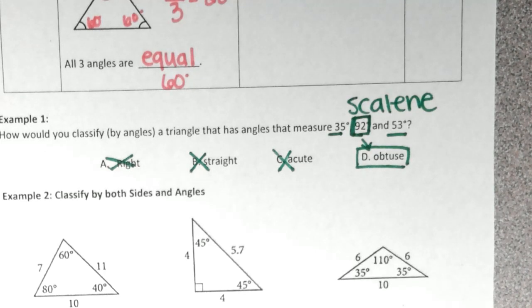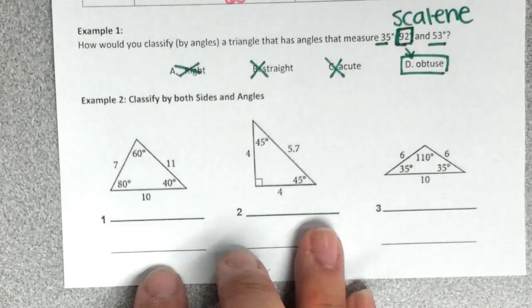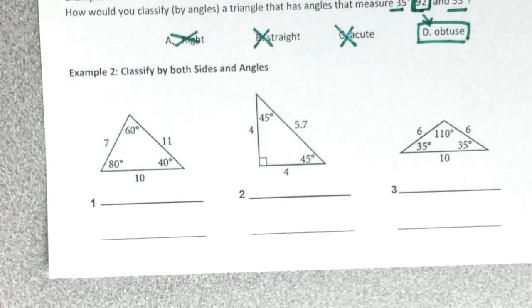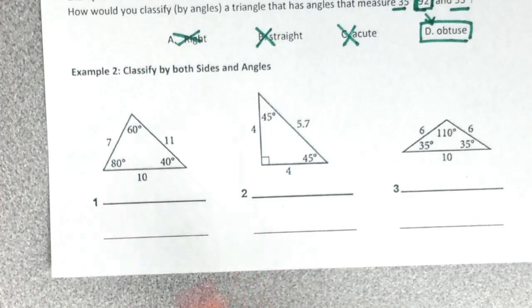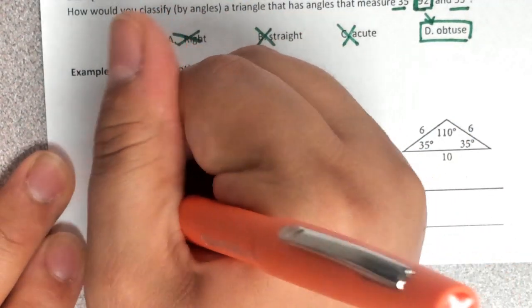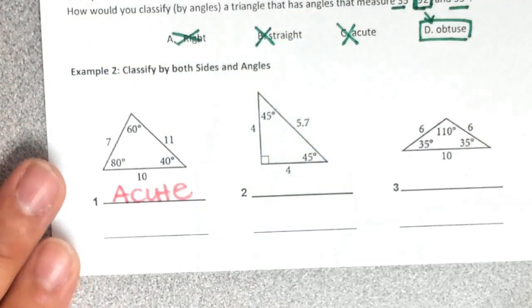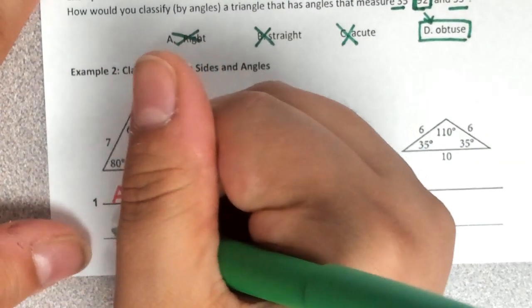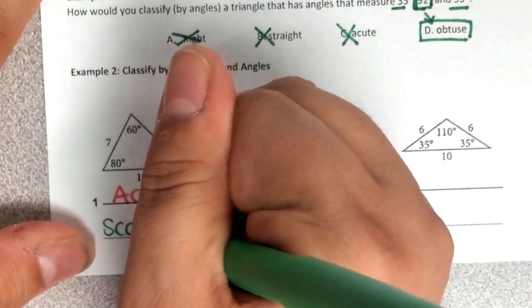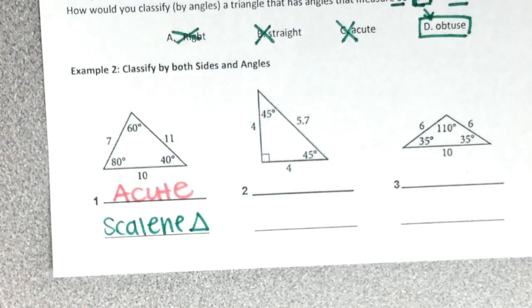All right, we're going to do the last 3 and then we're done for today. What type of triangle is this by angles? Look at number 1 only. Why is it acute? They're all less than 90. So this is an acute. Look at my sides. Are any of my sides on the outside the same? So what does that make this? Scalene. So this is an acute scalene triangle.